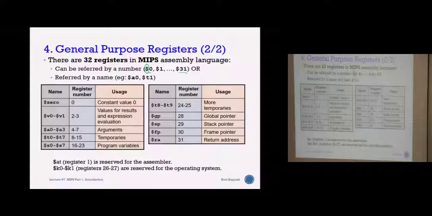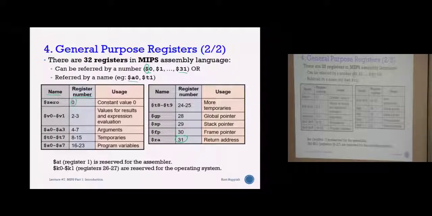So your registers are named from 0 all the way to 31. The register can be accessed either using name or using the number. Both are the same. What is the use for the different types of register, you will see as we go along the way. But for now, you just take it that there are 32 registers.